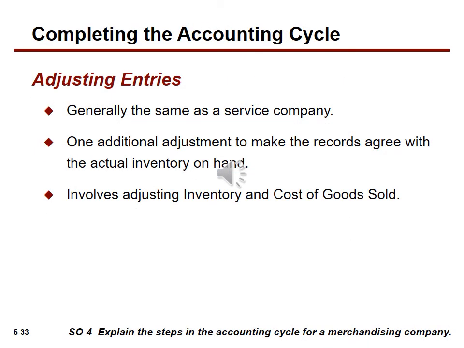And here we're going to talk about completing the accounting cycle. And as you remember, to complete the accounting cycle, we also need to make adjusting entries. Now, the adjusting entries for the merchandising company are generally the same as service companies, but one additional adjustment that we need to make is to make our accounting records actually agree with reality, or with the actual inventory that we have on stock. And this involves adjusting the inventory levels and the cost of goods sold on our records.